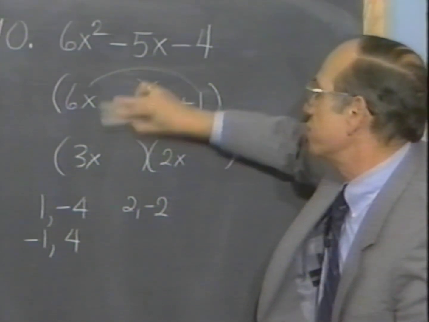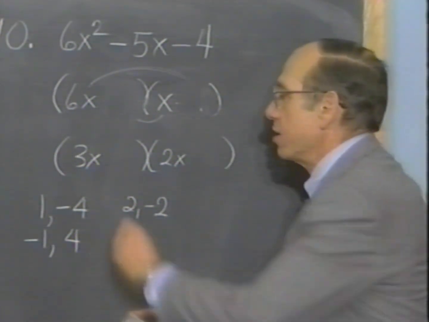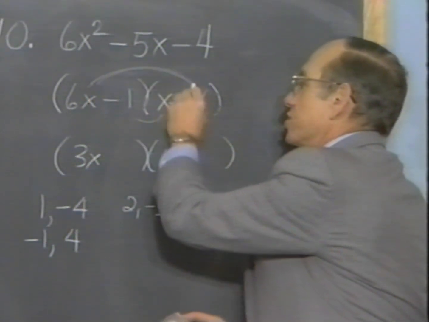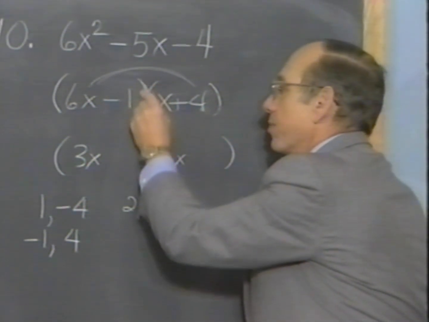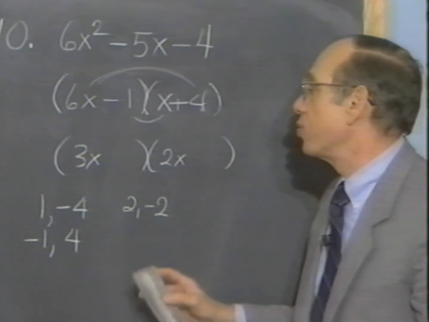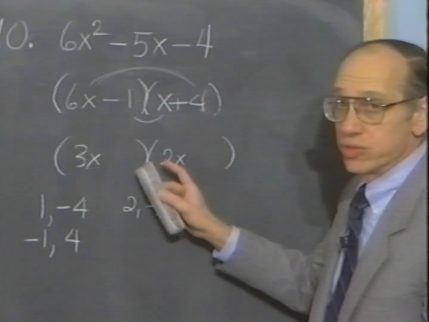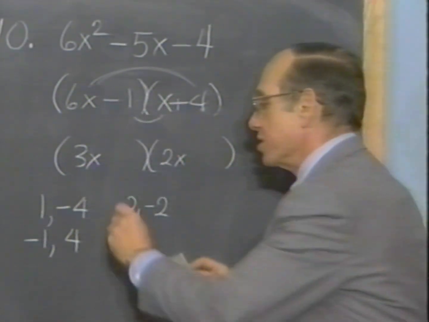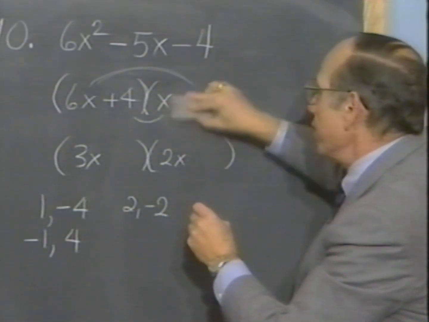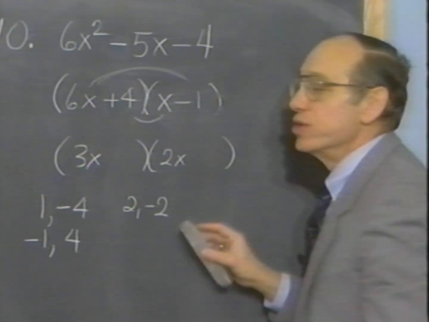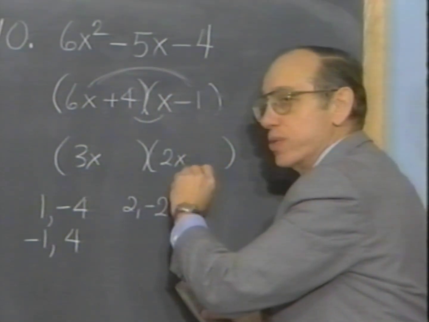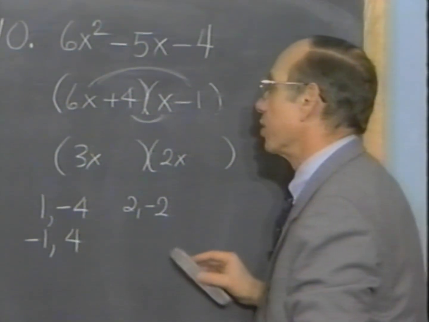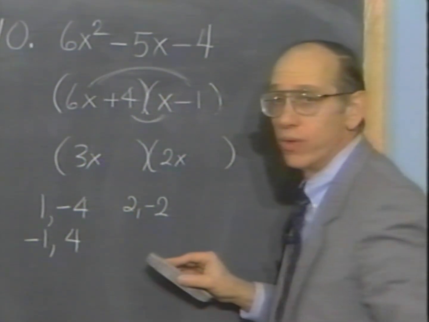So let's go to the next possibility, and the next possibility is minus 1 and plus 4. And let's check the cross term here. 6x times 4 is 24x. Minus 1 times x is minus x. That gives us 23x. That's not what we want, so that doesn't work. And we have to try the minus 1 and plus 4 in the other order. That is, make this one a plus 4 and this a minus 1. And once again, we check. 6x times minus 1 is minus 6x. Plus 4x is minus 2x. And that doesn't work. Well, we've tried this one. We've tried this one. Neither one of them works.